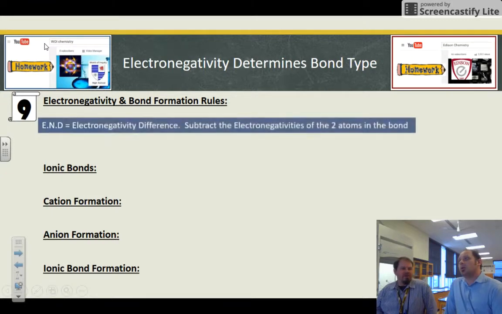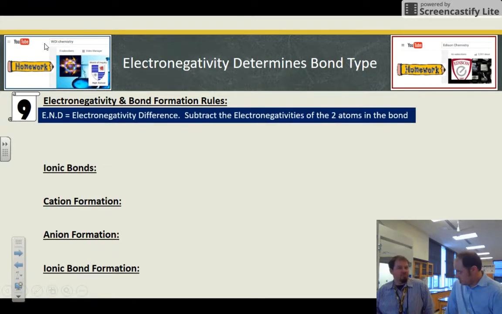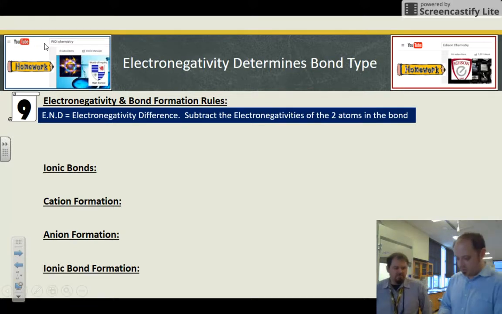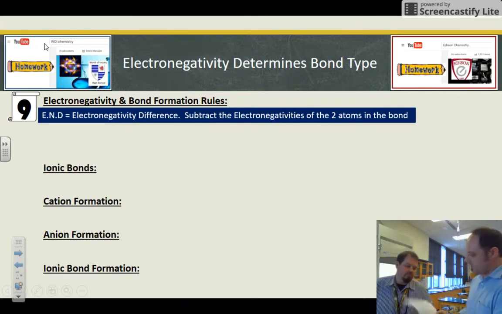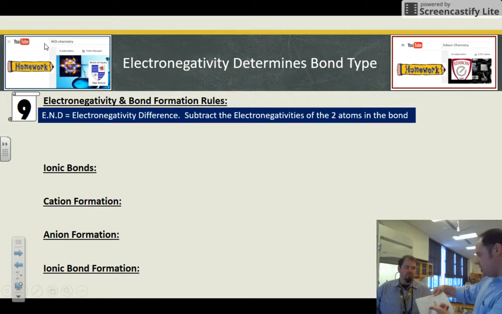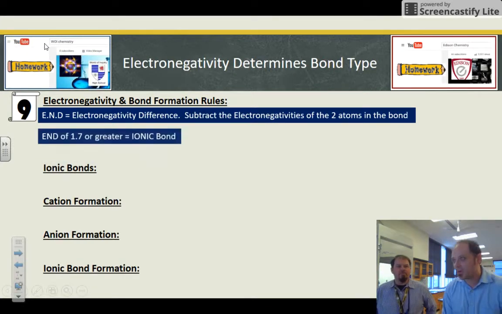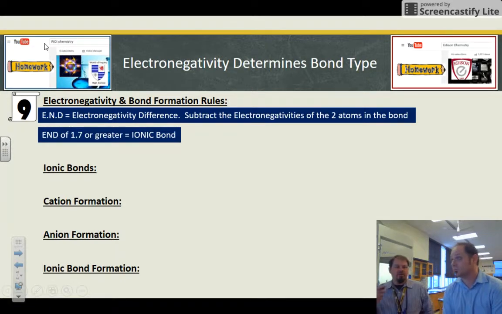So I'm basically just going to find the electronegativity difference, which is subtract the 2. So we got to look them up in Table S. Yep, they're all listed back here. Electronegativity, it's a number between 0 and 4. Right there. I'm going to take those two numbers and I'm going to subtract them. If the number is 1.7 or greater, it's ionic.